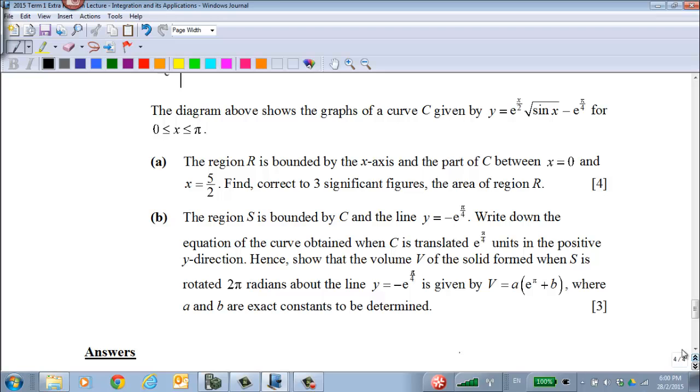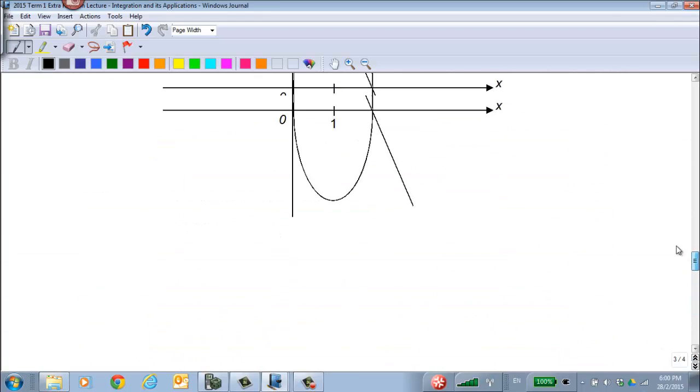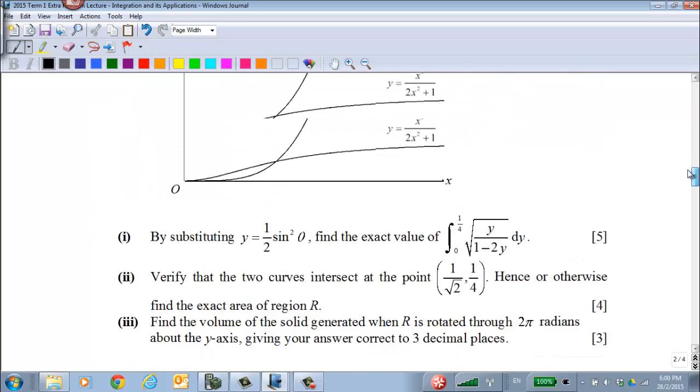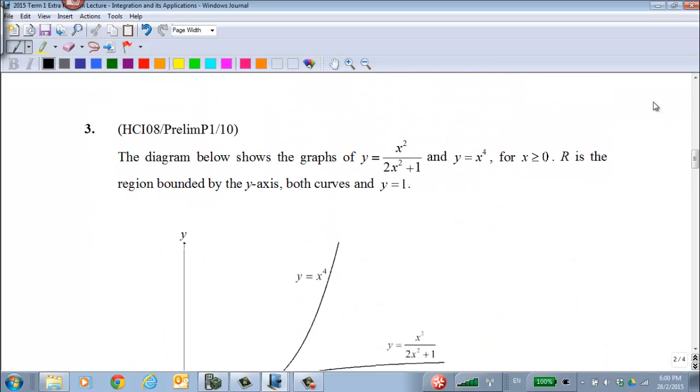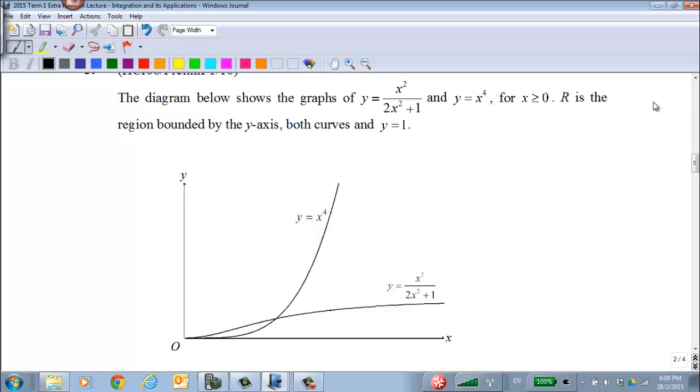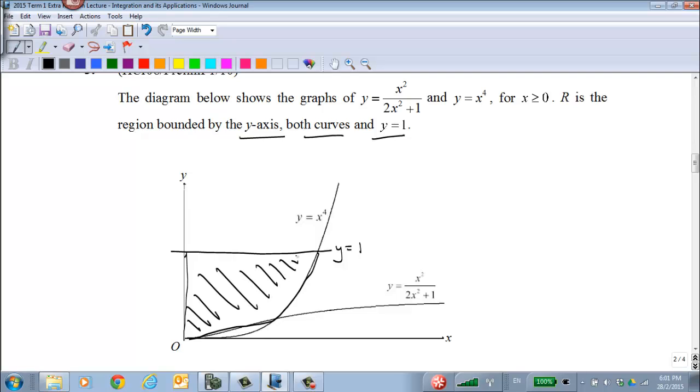Okay, for question 3, with this question here, we are given these two curves, and R is bounded by the region, the y-axis, both curves and y equals 1. So basically, it will look something like this. Okay, y equals 1, and bounded by the two curves, which means that this will be your particular area R.